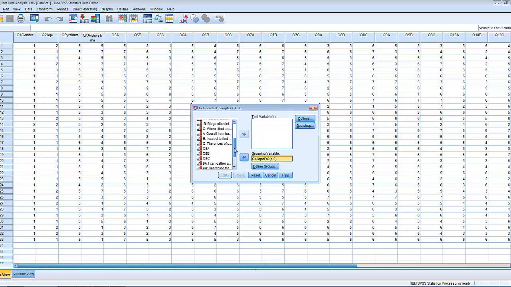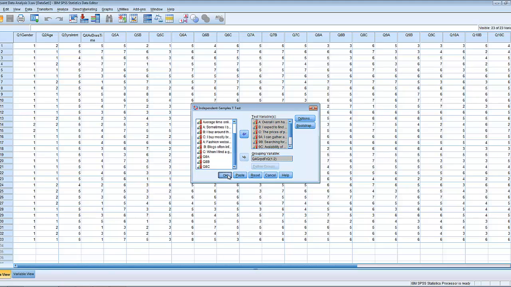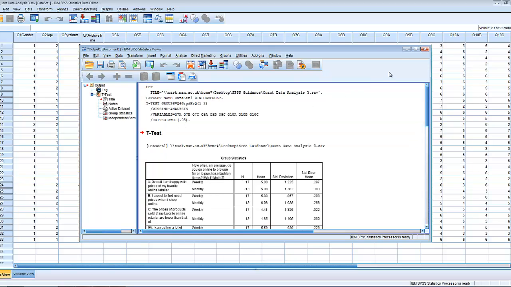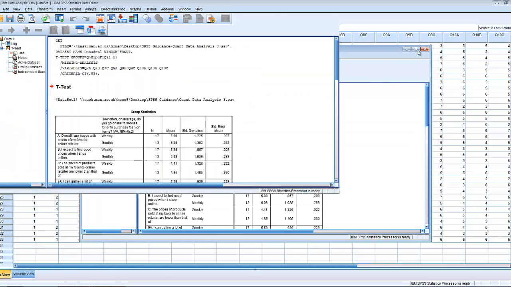Now we're going to look at these from question 7, question 9 and question 10, and we've selected these because these are likely to be the responses where we would see a difference between frequency of internet use for browsing and purchase behaviour, and we can move those into the variables here. And then all we do now is press OK, and this provides us with our output of the t-tests.